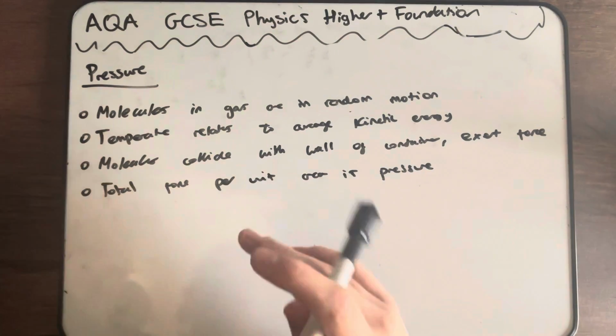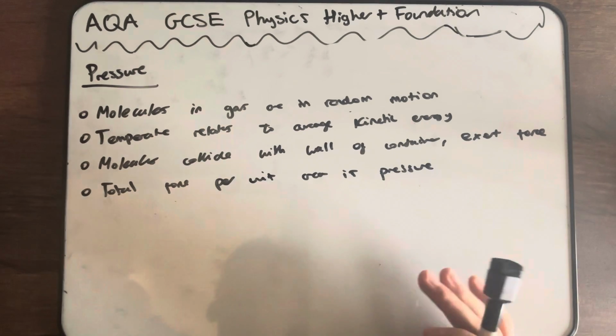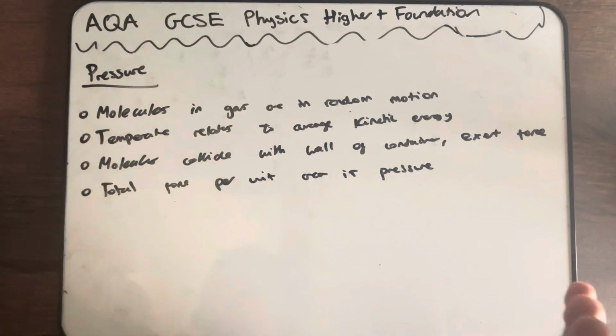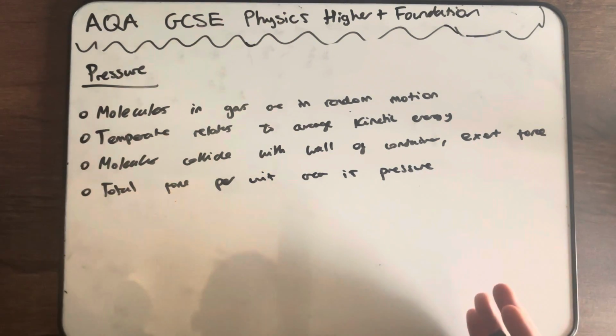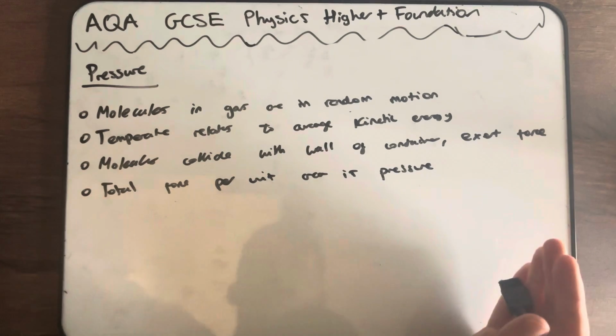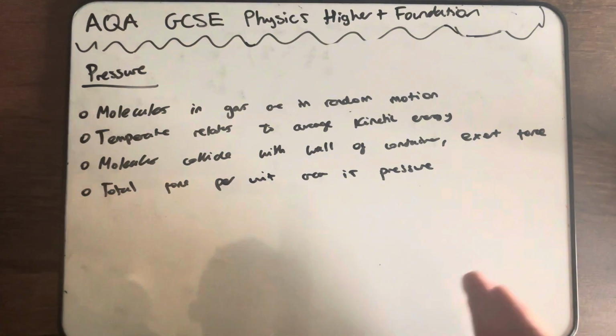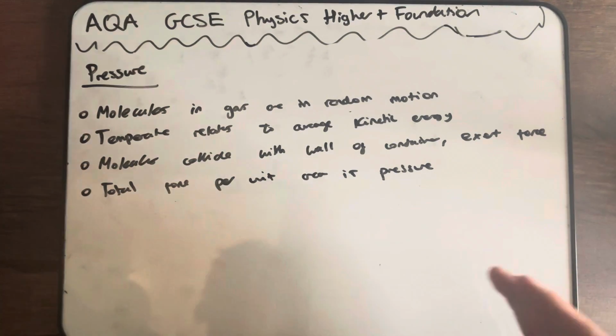And the temperature relates to the average kinetic energy. So if you increase the temperature or you increase the kinetic energy, that will increase either the kinetic energy or the temperature of that substance, because they will move around quicker, and they will collide with the walls. They will collide with each other.